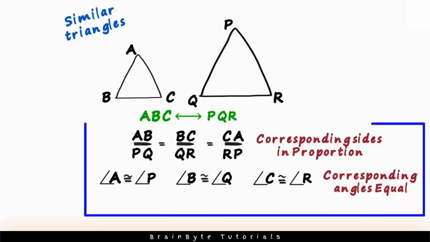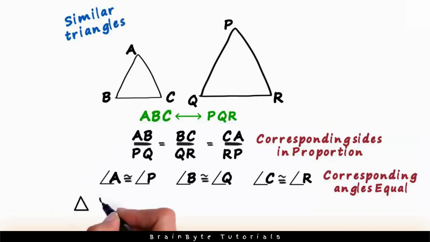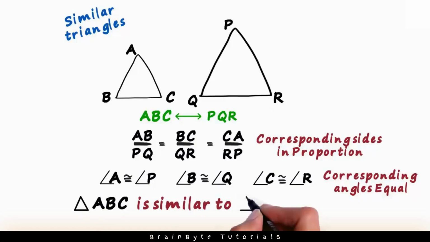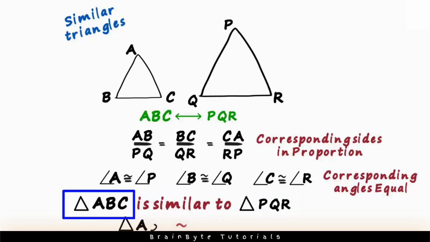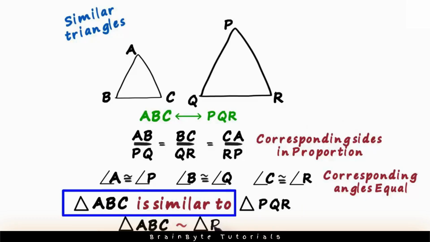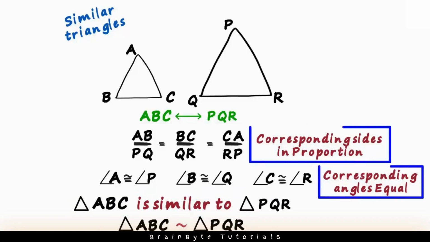So we can deduce all this when we are given that two triangles are similar. Here we were given that triangle ABC is similar to triangle PQR. Is similar to can be replaced with this sign. So this can be read as triangle ABC is similar to triangle PQR. Actually, it also works the other way around. If we were given either of these conditions, we can say that the triangles are similar.